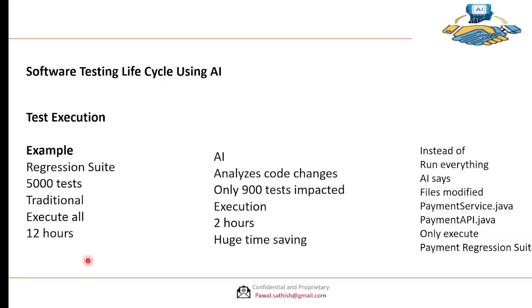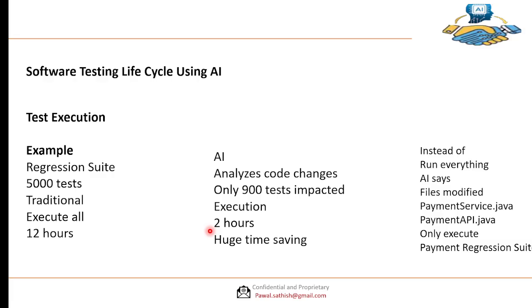Now, I gave one example, a regression suite where we have 5,000 test cases. Traditionally, if you execute all of them, it will take 12 hours. But if we are using AI, AI analyzes the code, what we have changed, what files we have changed. So it will identify and suggest that only 900 tests are impacted. We need to execute only that, and the execution time is 2 hours.